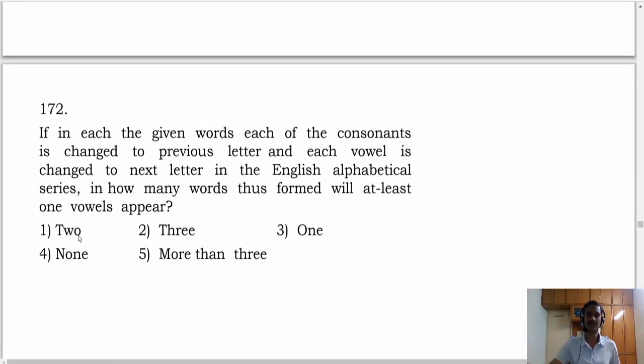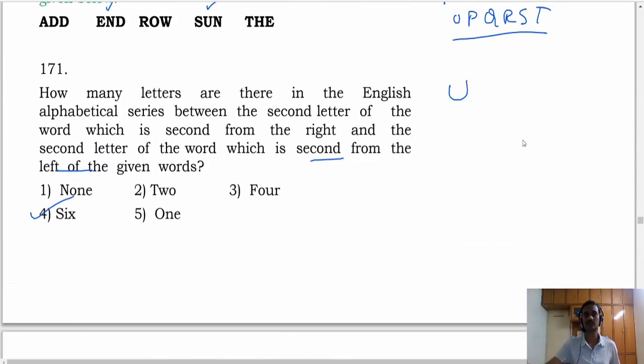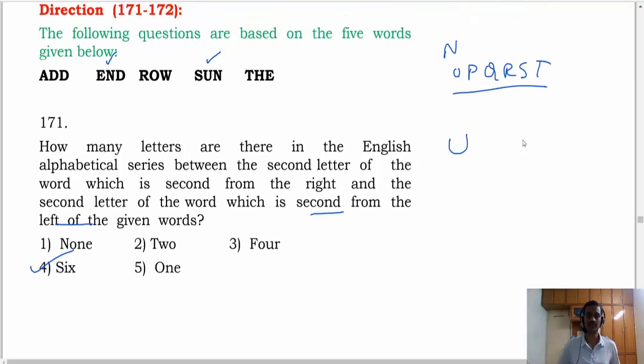172. If in each of the given words each consonant is changed to the previous and each vowel is changed to the next. Consonant -1, vowel +1. Then how many words so formed will have at least one vowel? He asked in how many there is at least one vowel. Vowel gets +1, consonant gets -1. We don't need to worry about the vowels at all. Why? He asked how many have vowels. If we add +1 to a vowel, there is no chance of a vowel remaining, so forget the vowels.